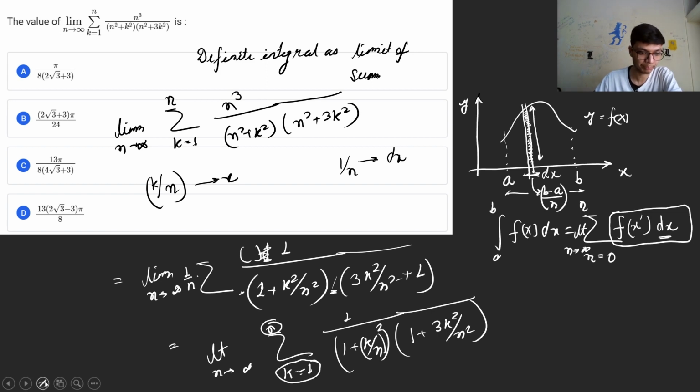Okay, limit of summation. So with this, the result of this particular problem is going to be 13 pi divided by 8 into 4 root 3 plus 3. That is option number C. So option number C is the right answer to this particular problem.